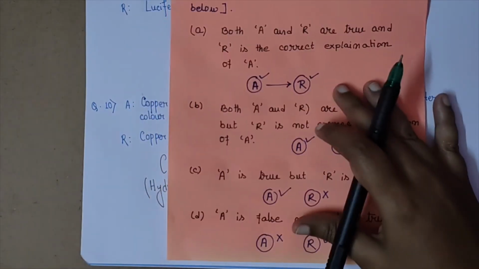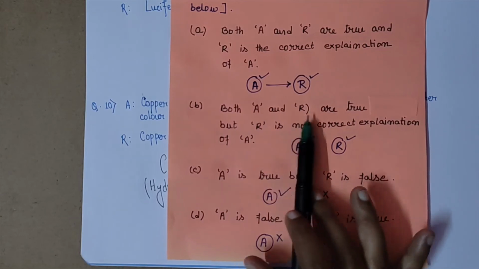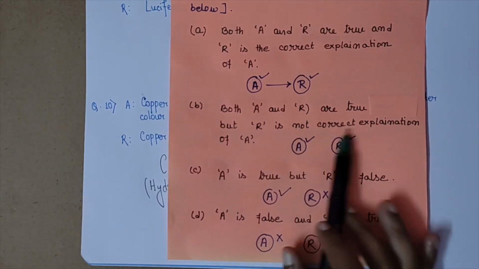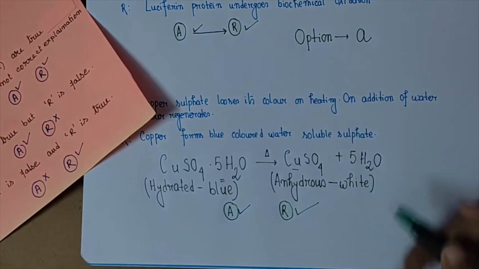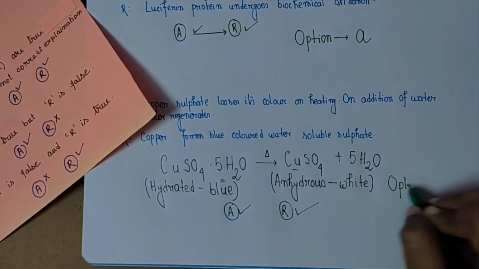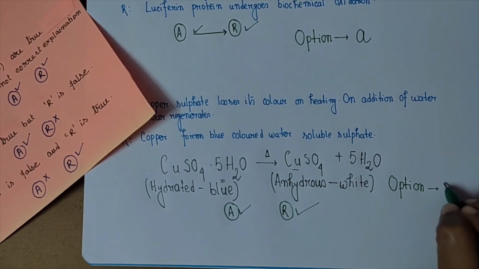So which option will we choose? Both assertion and reason are true, but the reason is not the correct explanation of the assertion. So we will choose option number B.